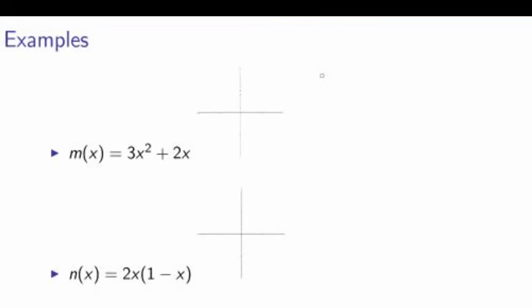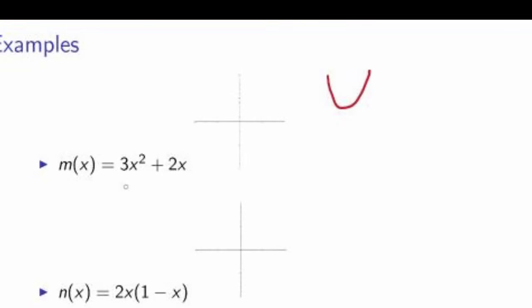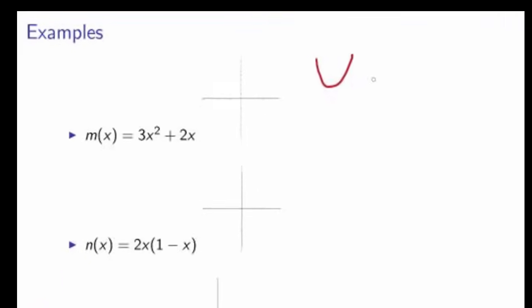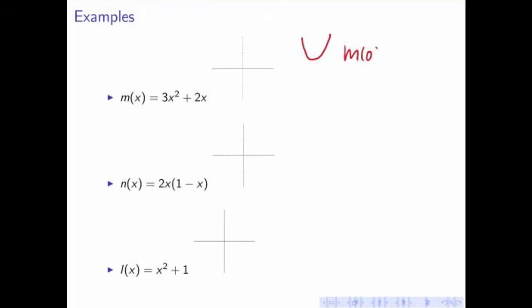M is clearly concave up because the leading order term is a 3. But then I sub in some values. So m at 0, for example, is 0. Hey, yippee! We have another zero. So that's indicated here. I can sub in the value 1. So m at 1 would be 3 plus 2 is 5. So then we have a 1 here and a 5 here. So this is our value.